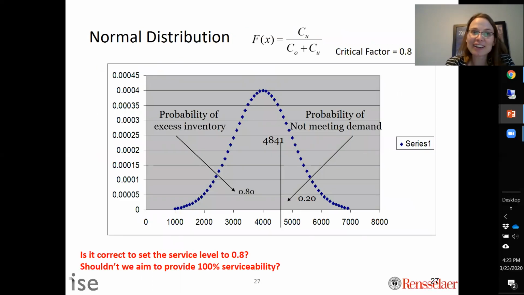Graphically, I think this works for any distribution, but let's just use our normal distribution, something we're familiar with. What this means is we are setting Q, that's this line here, such that on the left-hand side, 80% of the area under the curve means we will meet demand. In other words, we will have excess inventory because we meet the demand. And on the right-hand side, 1 minus the critical factor is the probability of not meeting demand.